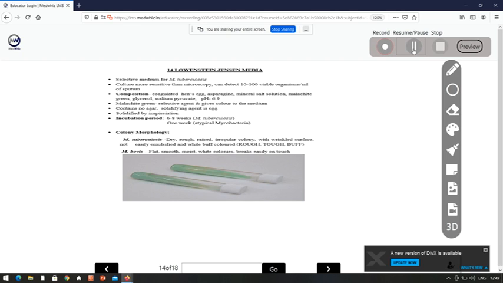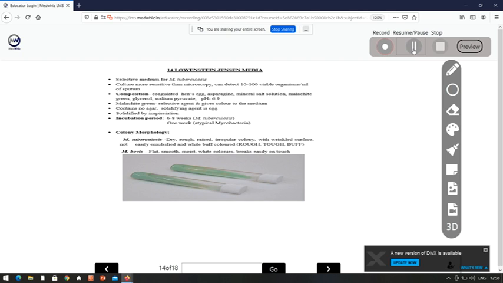So the incubation period varies for various species of Mycobacterium. In case of Mycobacterium tuberculosis, we need to provide incubation up to 6 to 8 weeks. In case of atypical mycobacteria, you can see the growth within 1 week.